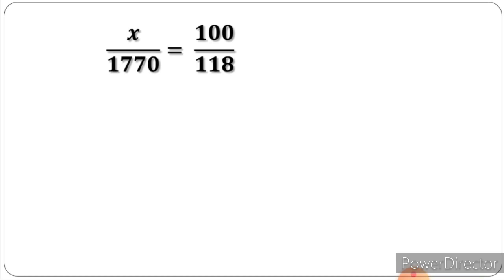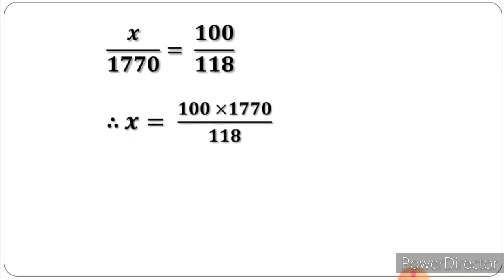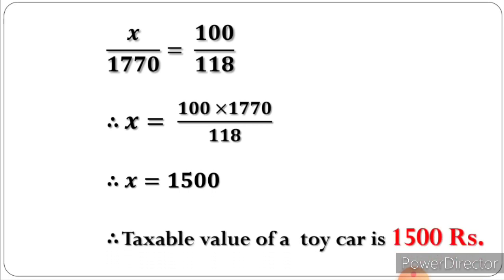X is the taxable value when total value was 1770. 100 is the taxable value which we have assumed. When 100 is the taxable value, the total value is 118. So you know how to find the value of X by cross multiplying. When you calculate it, you will get the answer 1500. So therefore the taxable value of the toy car is 1500 rupees. As homework, you have to do the calculation work and see the answer.